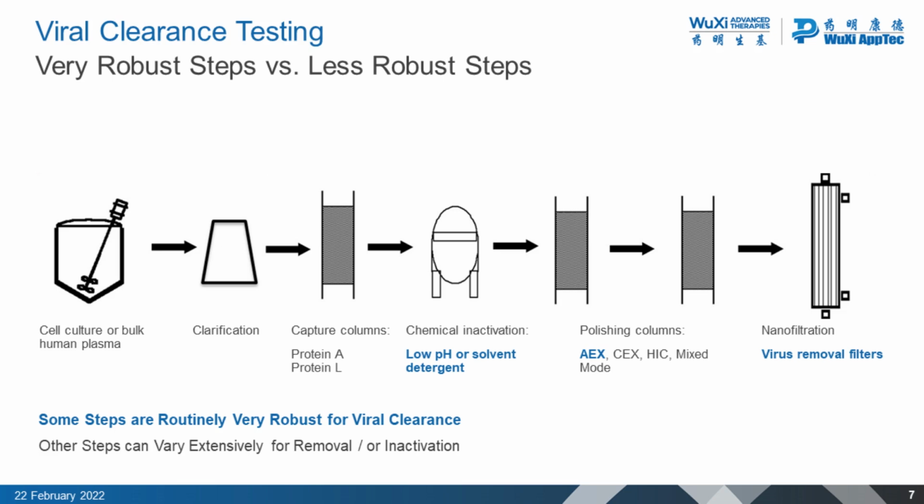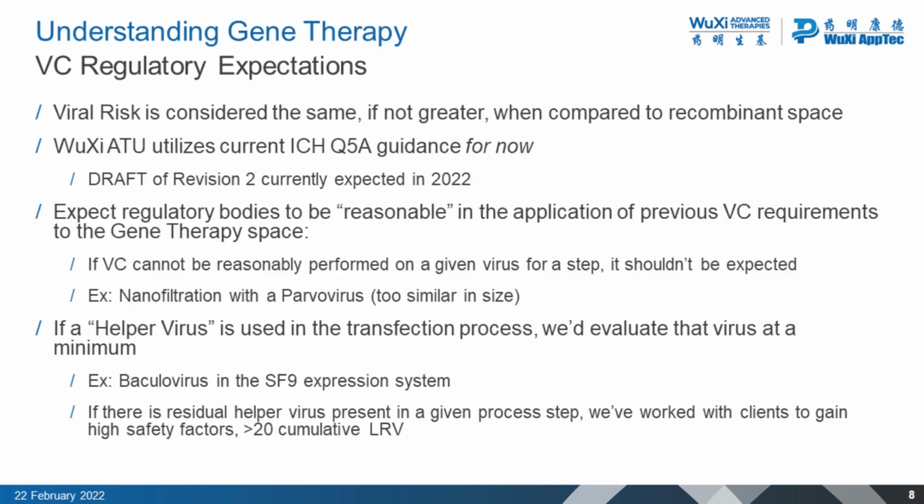We see the more robust steps being in the low pH solvent and detergent inactivations, through anion exchange chromatography and through virus removal filters. Now, these are by no means exclusive. We do sometimes see very good at times total clearance through cation exchange or mixed mode. But as a general rule, these 3 designated steps are where you're going to find your most robust clearance.